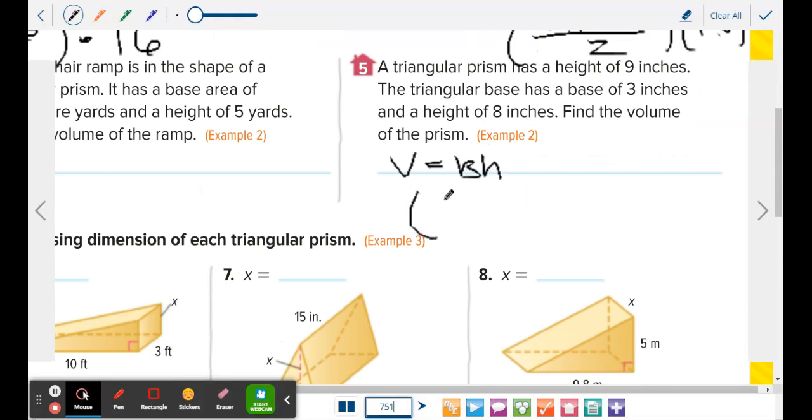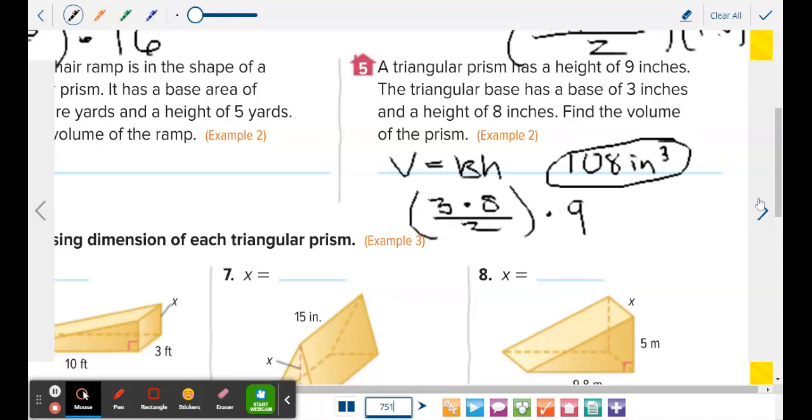Okay, so what is the base of the triangle? 3. What's the height of the triangle? 8. And now what's the height of the entire thing? 9. So do 3 times 8, divide that by 2, times 9. And that will give you your volume. Multiply it all out. Today, what'd you get? 108 inches cubed. Okay? Just like that. The only difference is it's a story problem.